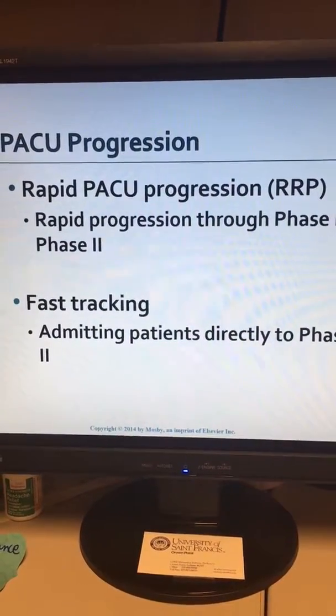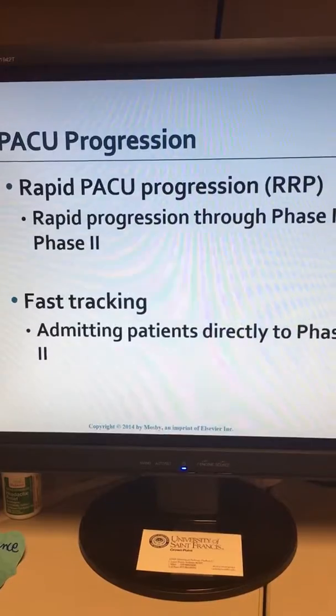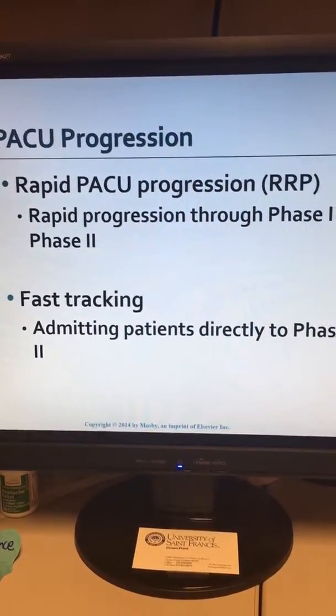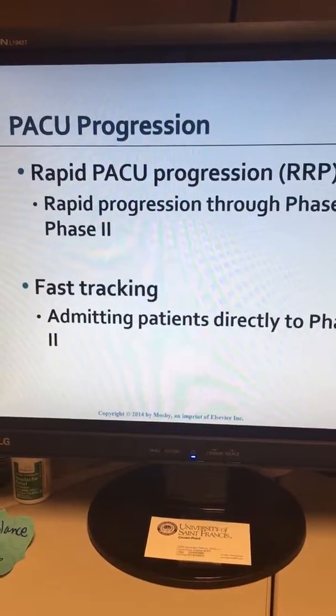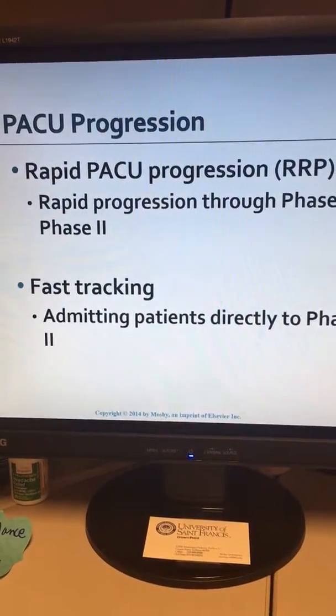So how do they get out of the recovery room? They go from phase 1 to phase 2, and with fast tracking, the patients are recovered actually in the operating room, and then they go directly to phase 2.